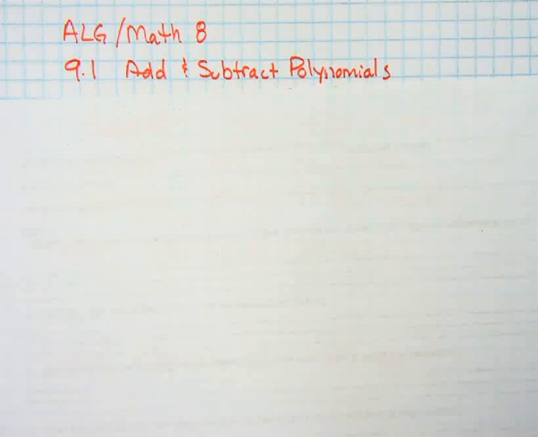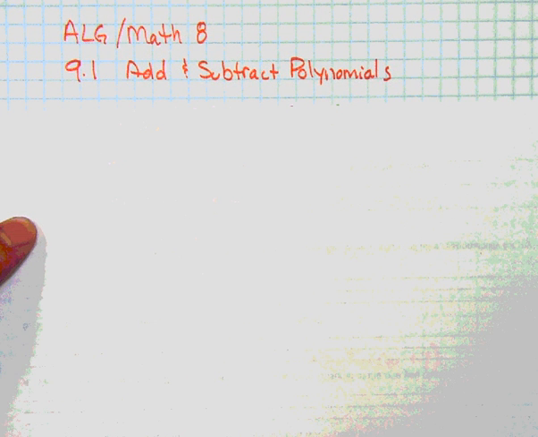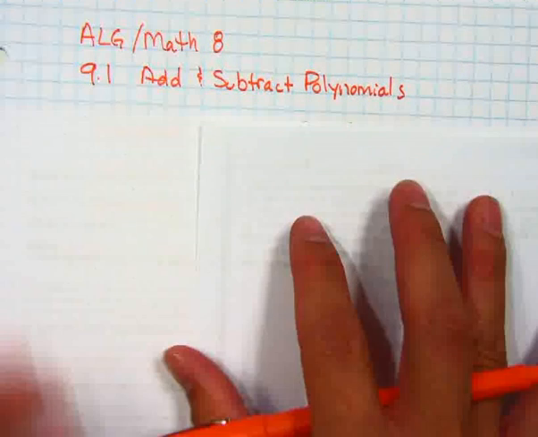Section 9.1 in our textbook covers adding and subtracting polynomials. So let's take a look. First of all, it might be a good idea to know what a polynomial is, what it's made up of, and what the different types are. One particular type of polynomial that we work with is called a monomial. Let's take a look at what a monomial looks like.